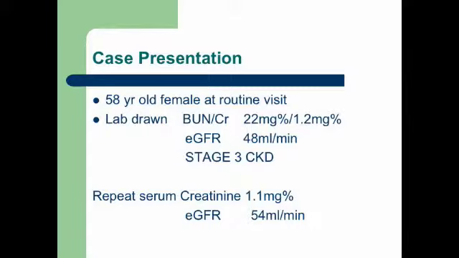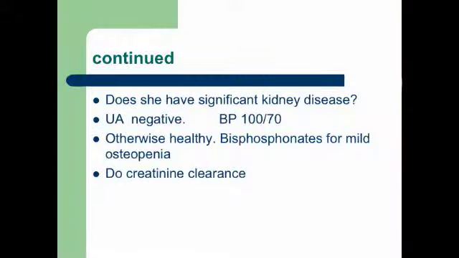The normal is about 0.6 to 1.2. And again, this test looks like there's a problem. So does she have kidney disease? So we usually go through a battery of tests. We look at the urine. The urine is negative. We look at the blood pressure. That's normal. No medications that are likely to do this.